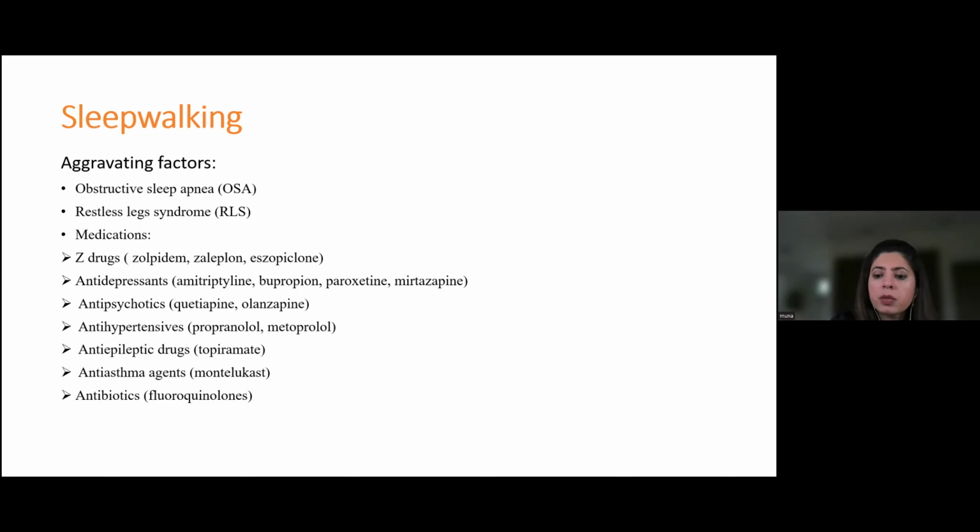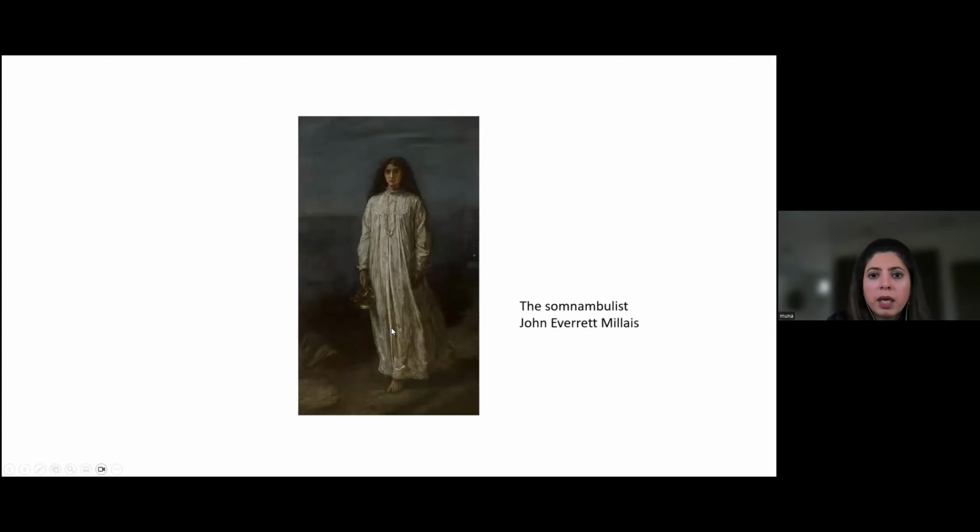So I just wanted, especially as you are going to be their first point of contact, it will be really helpful to review these incriminating medications.